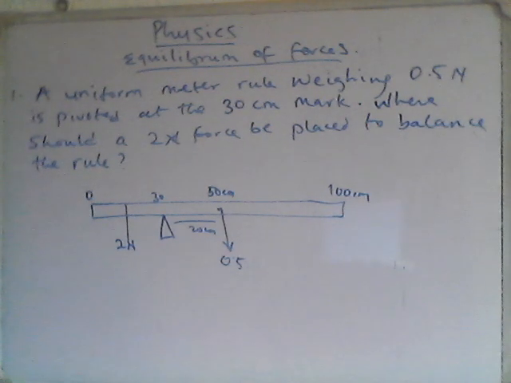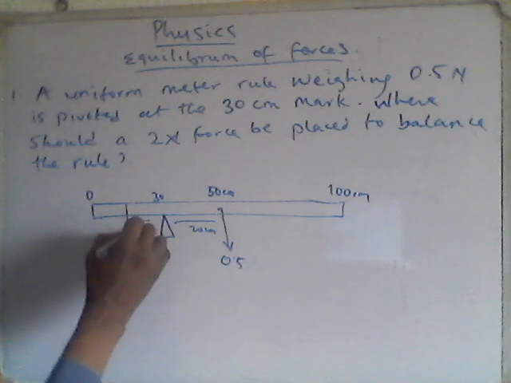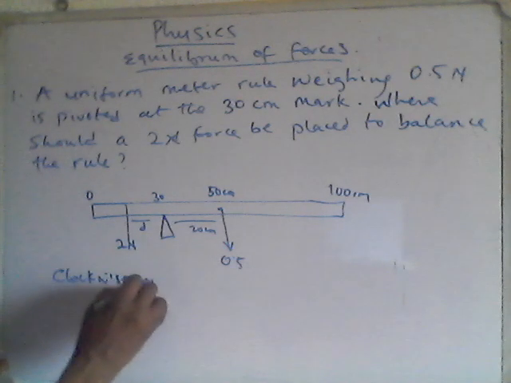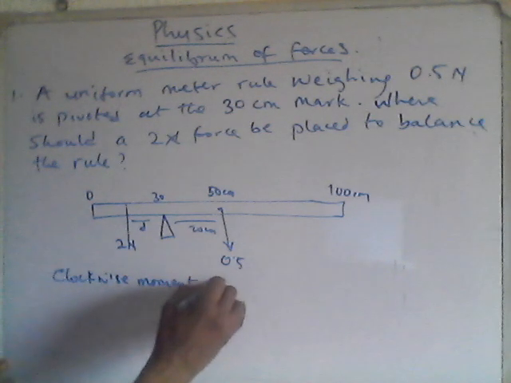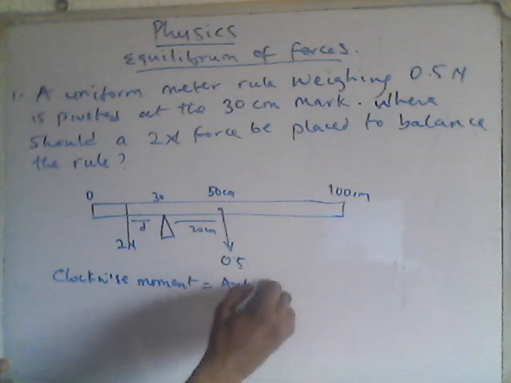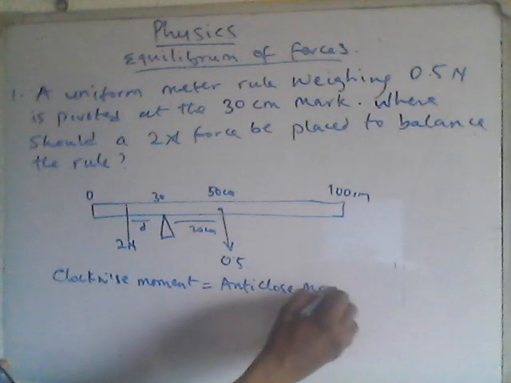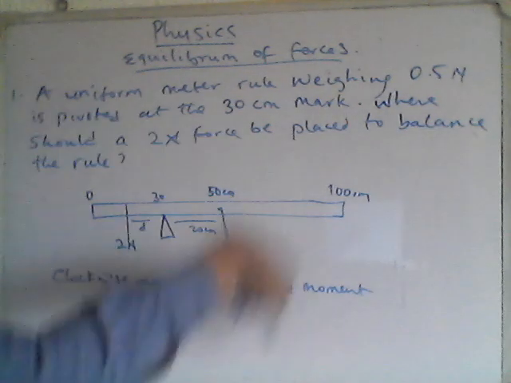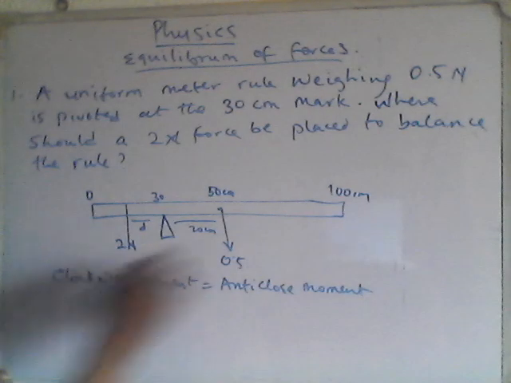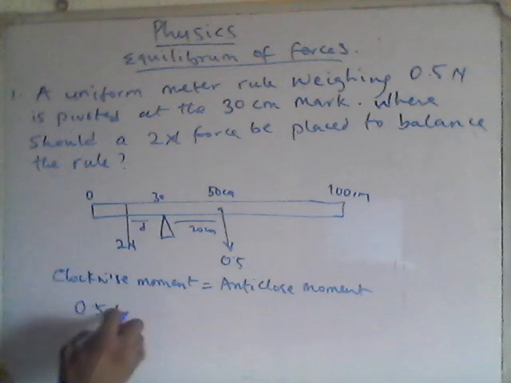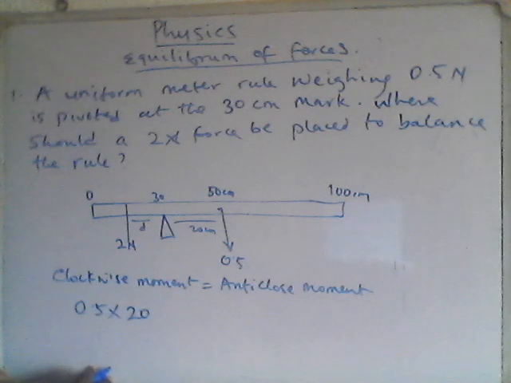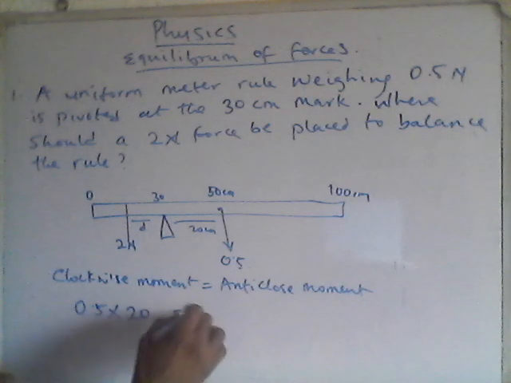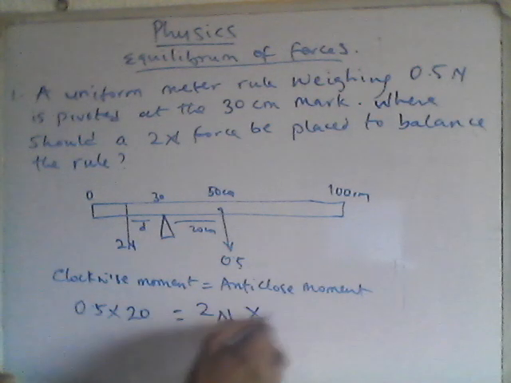So we'll go ahead and write it. I can just put D here, D is the distance here. So clockwise moment is equal to anti-clockwise moment. That is the condition for equilibrium. Clockwise is the direction of the hands of the clock. So the force is 0.5 times the distance, 20 cm, and for the other way I have the 2 Newton force times d, the distance.